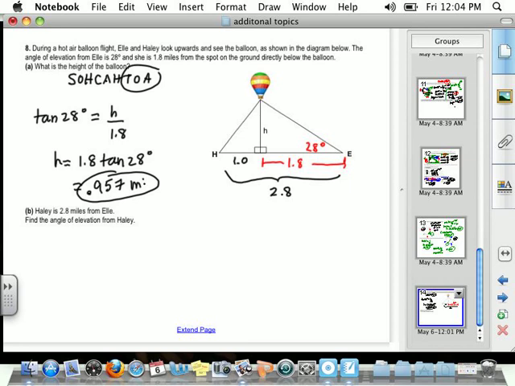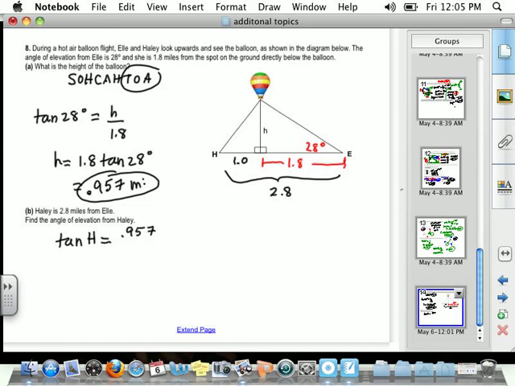So it says Haley is 2.8 miles from Elle. They're so far away from each other. All right, so what does that mean the distance from Haley to directly below the balloon is? 1.0, right? Find the angle of elevation from Haley. So we need to find angle H. We know the height, little h, we just found it. So we're going to use that. We're going to use 1 and the little h.